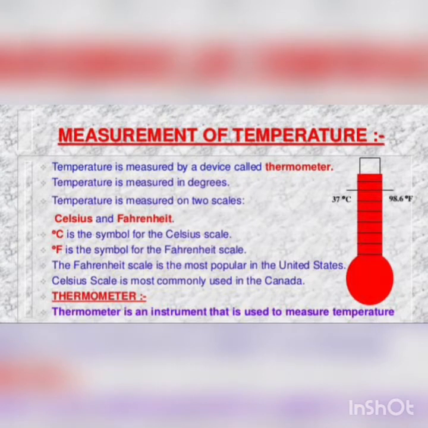Now, how do we measure temperature? Temperature is measured by a device called a thermometer. Temperature is measured in degrees. Temperature is measured on two scales, that is Celsius and Fahrenheit.